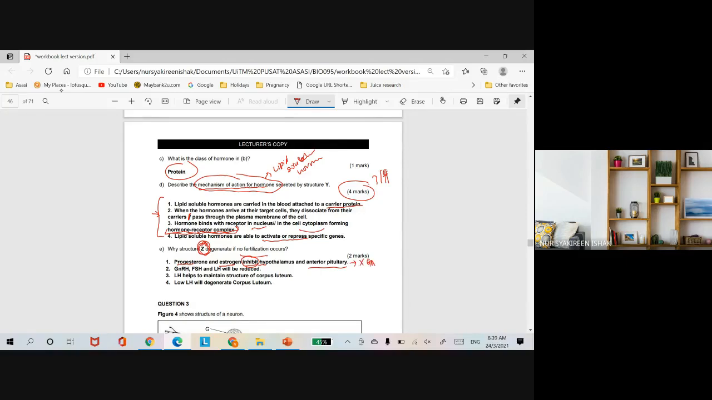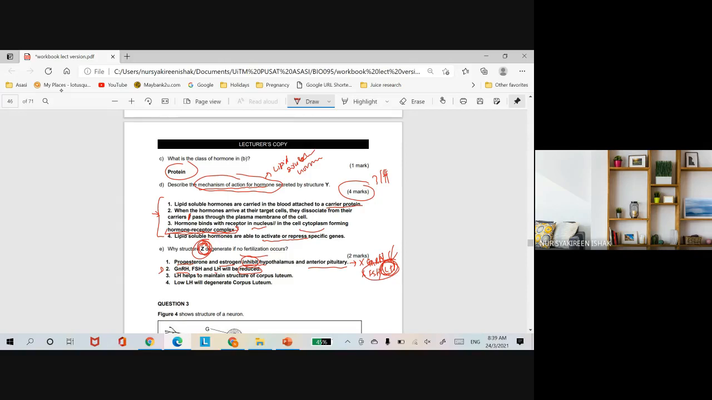No GnRH. And kalau anterior pituitary, no FSH and LH. So FSH and LH ni saya mention tadi, LH especially is the hormone to maintain corpus luteum. So when there's no LH or low secretion of LH, LH cannot maintain the corpus luteum. Therefore, corpus luteum will degenerate. So it leads to point number 2. GnRH, FSH, and LH will be reduced.